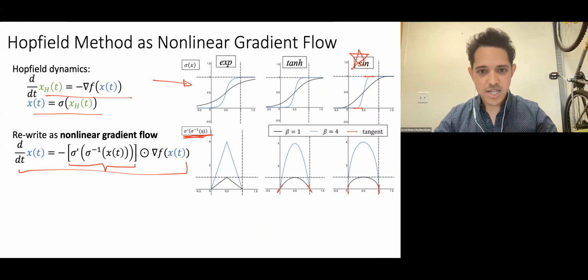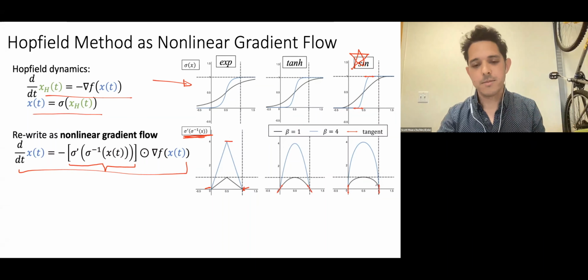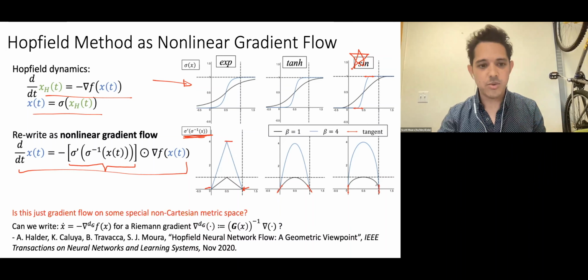This object here is 0 at 0 and 1, right? So what it means is that once x approaches 0 and 1, it kind of arrests, it stops. Then in the middle, it moves quick. And all the different activation functions do is characterize the rate at which you transition from moving quick in the middle to not moving at all at 0 and 1. And that's the intuitive concept behind what's going on with Hopfield methods.